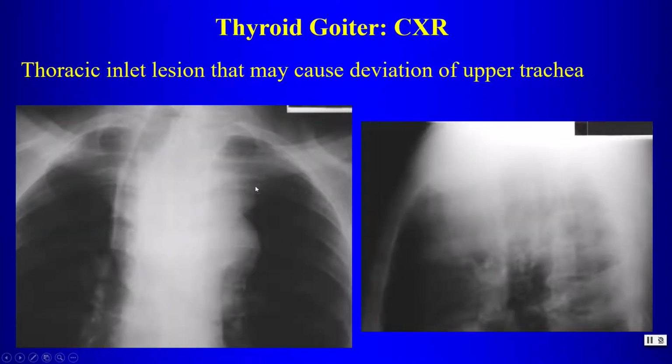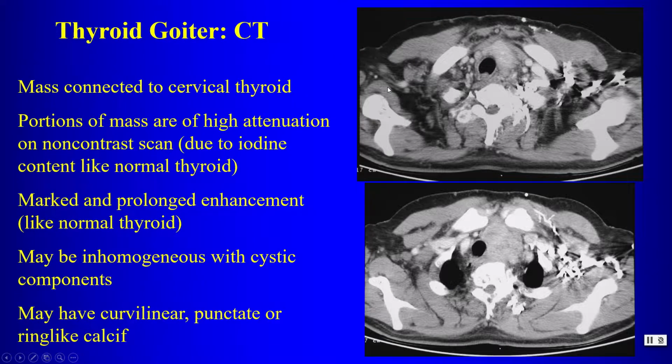So on a chest radiograph, whenever we have an inlet lesion that deviates the trachea, especially if it extends to the anterior mediastinum with the bulk of the lesion being above the aortic arch, we want to think of masses of thyroid origin. So on imaging, to say that the mass is of thyroid origin is to be able to connect the mass to the thyroid.